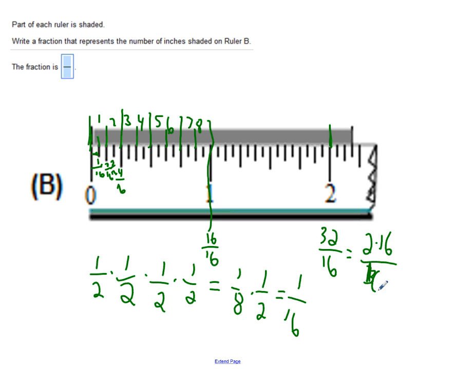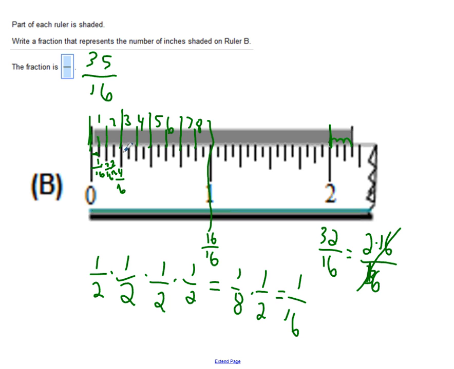Oops. So 32 over 16 is 2 wholes. Then we keep counting. 33, 34, 35. So our fraction is 35/16.